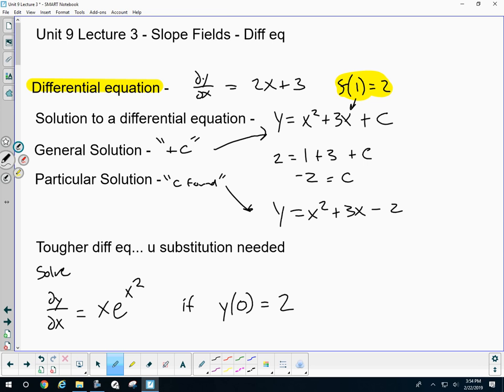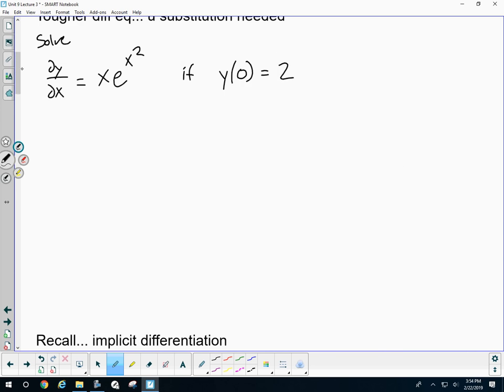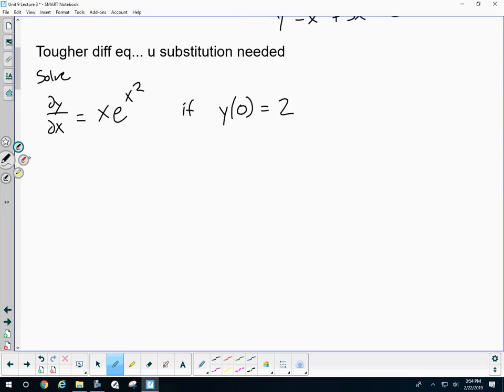Okay, let's do some tougher differential equations. Well, this is one type of tougher differential equation where u substitution is needed. And as of today, you guys could do this one. You take the antiderivative of both sides, no big deal. Actually, you just take the antiderivative. You don't know about the both sides part yet. And probably you wouldn't even write down the dx, but whatever.